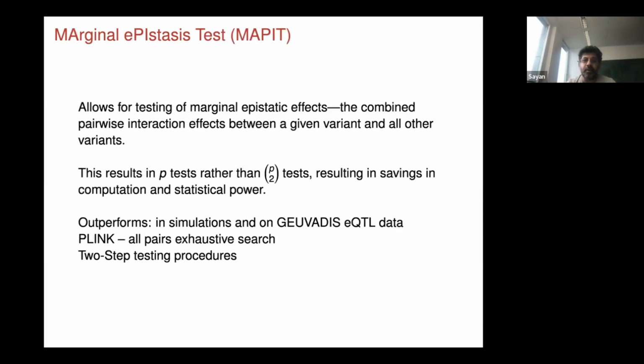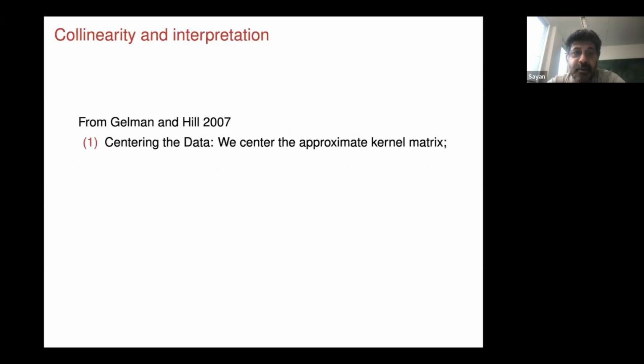Okay, so what does this do? This allows us to test for marginal epistatic effects, which is a combined pairwise interaction between a given variant and all other variants. And the power of this is that now we can test for this using p tests rather than p choose 2 tests. This is a huge saving in terms of computation and statistical power. We were able to show this outperforms other methods on eQTL data, including PLINK and two-step testing procedures.